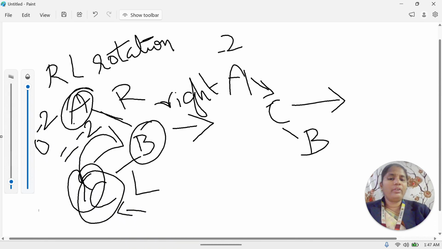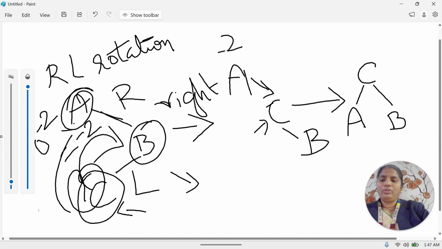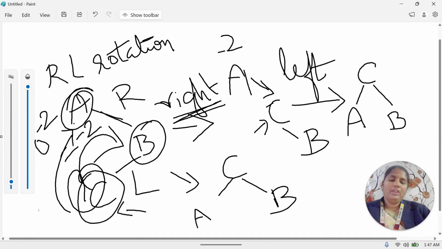After this, the balancing factor is still minus 2. So after this we are going to perform the left rotation at C. C, A and B. In simple terms we can say C will go to the root node, A comes on the left side and B comes on the right side. So first we are performing right rotation, after that we are performing left rotation. So these are the concepts of LL, LR, RR and RL. Now we will go with the definitions of rotations.